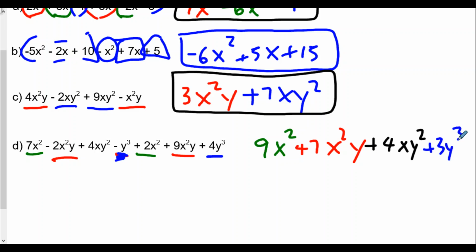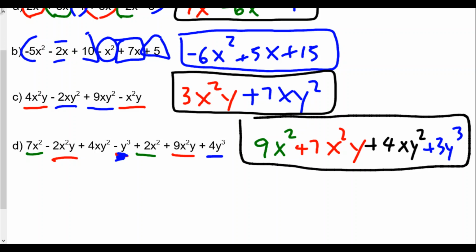Okay, and so this will be our combined terms together. We gotta be super careful. I know it seems like in this case that it's very easy and straightforward. In some ways it is, but it's also very easy to make errors when trying to put these things together. Okay, all right, so let's do question number 3 at this point.